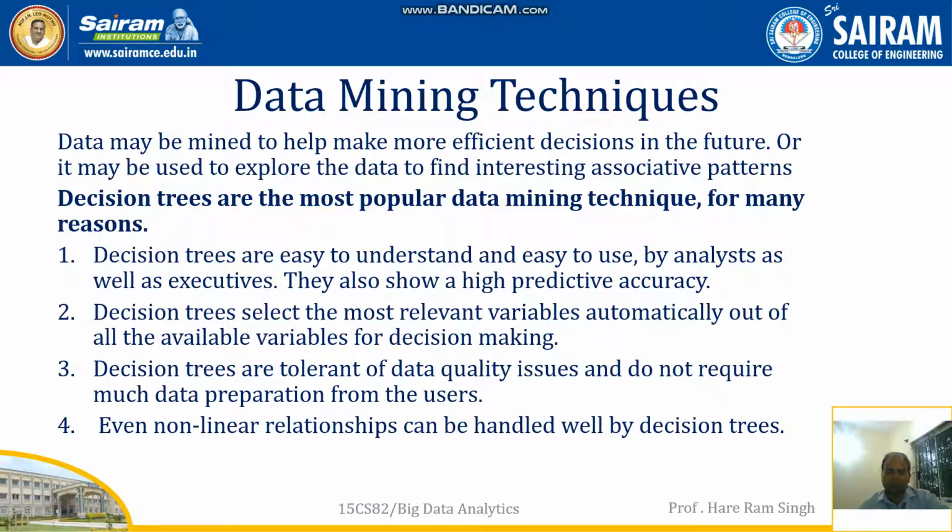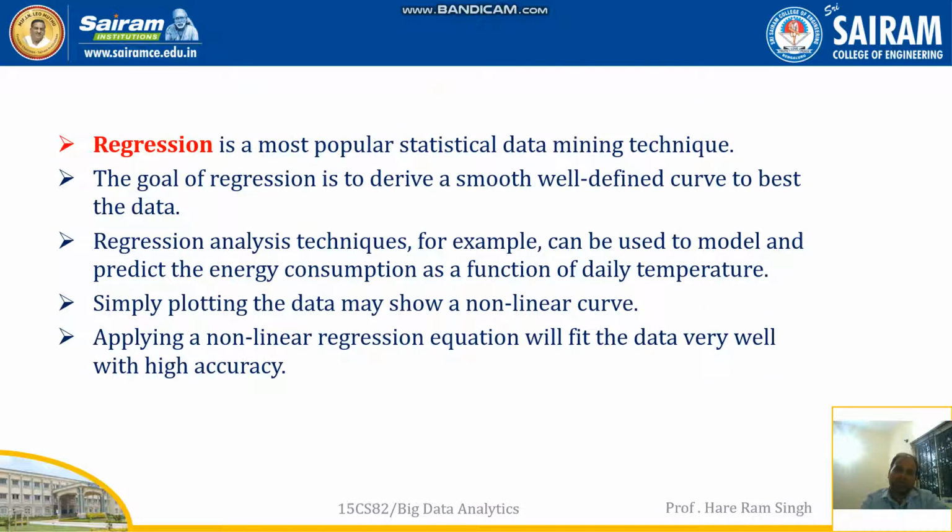Tolerant means if some data are not compatible, then also we can get the output. If some values are missing, then also you can achieve your goal and reach the final output using the decision trees. Even non-linear relationships can be handled well by decision trees, very easily.